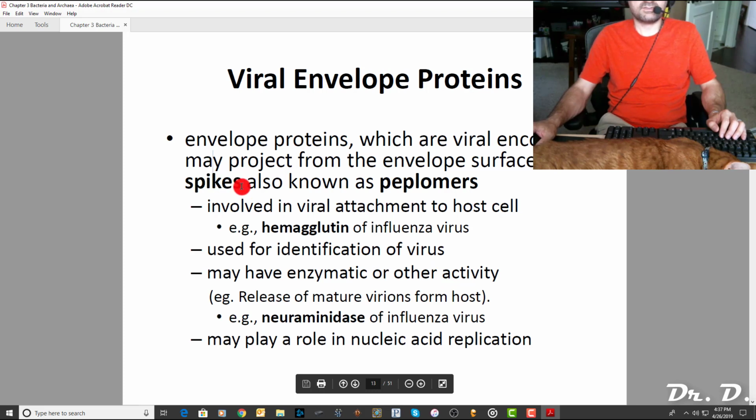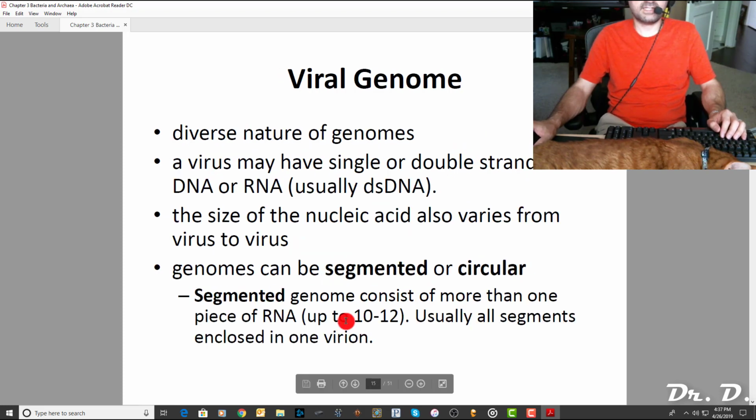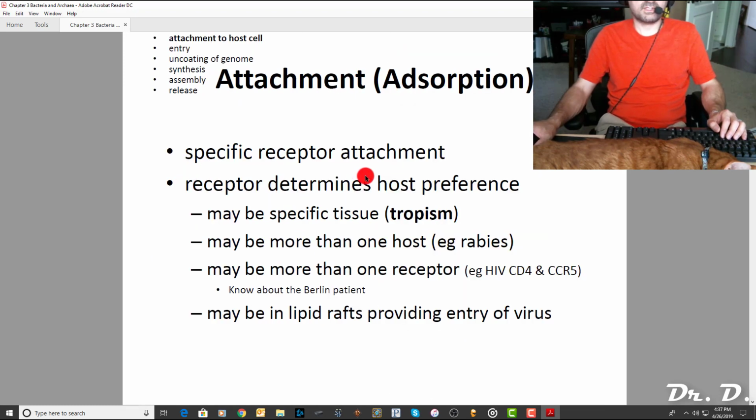You should know what spike proteins are. Remember, hemagglutinin and neuraminidase are typical spike proteins, and those are found on flu virus. What else? You should know that the genome can be segmented or circular. There can be one piece or many. All right, we should know the steps of viral multiplication, that first the virus has to attach, and the specific tissue on which the virus can attach is the virus's tropism.